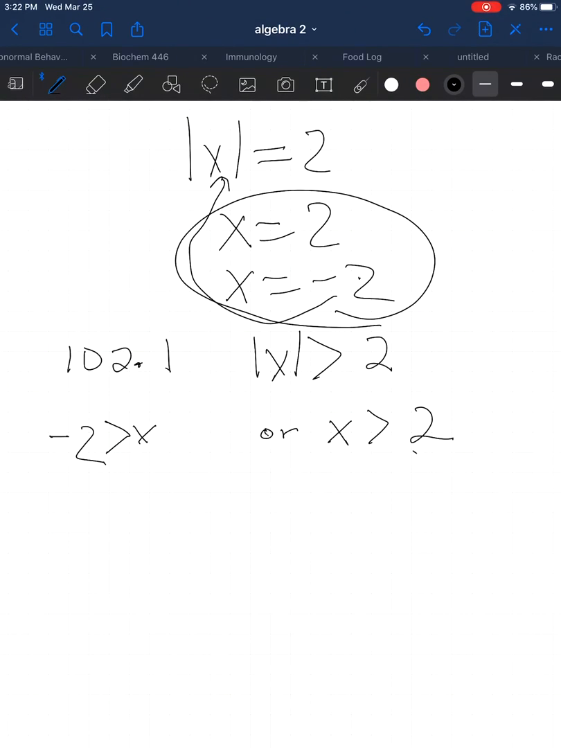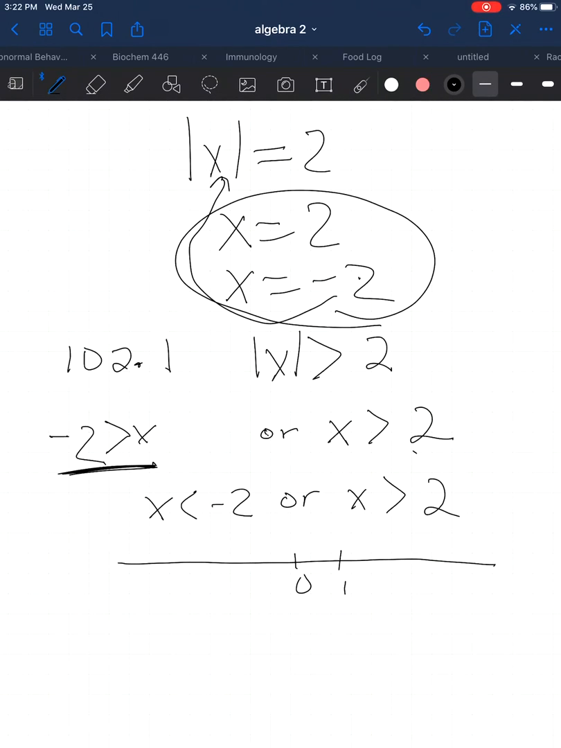So now when you graph that, some people have a hard time reading it in this form. So you can switch it and make it x is less than negative 2 or x is greater than positive 2. And we're supposed to graph this. So on a number line, we've got 0, 1, 2, negative 1, negative 2, and I'll go ahead and put an extra number on here. So x is greater than 2. That means 2 is not included, so we put an open dot on 2. And which numbers are greater than 2? Well, all the numbers to the right are greater than 2.